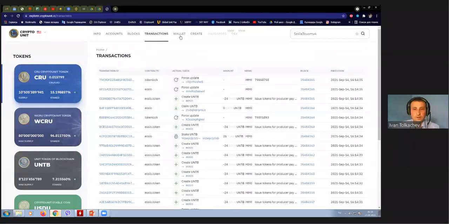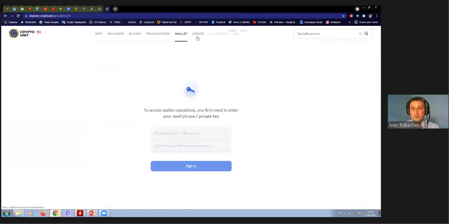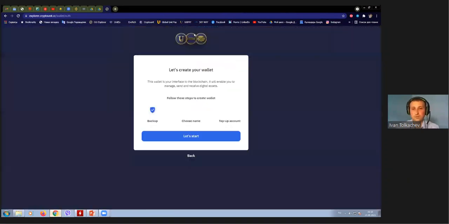The next tab is wallet, and Maxim will detail it further a bit later. And another one, create a wallet. You may create a new wallet, and we will come back to it later. Whereas now, let's explore the tab info in more detail.